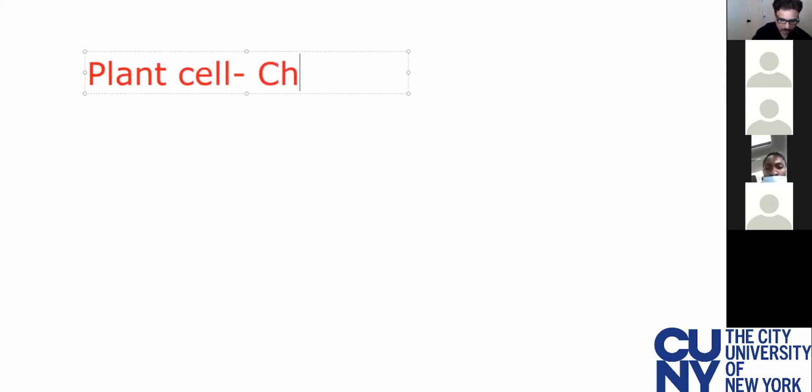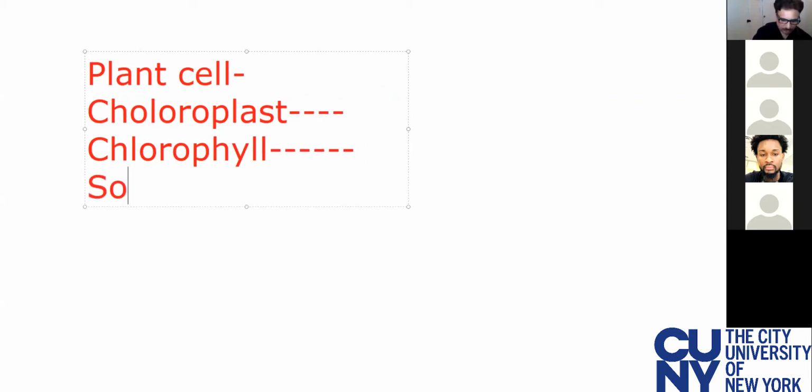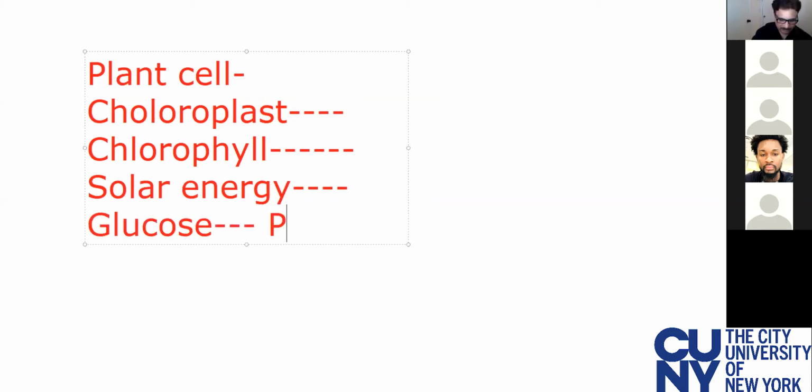A plant cell has chloroplast. The chloroplast has a pigment called chlorophyll that can harness solar energy. And that's why, with the help of solar energy, plants can produce their own glucose, and so plants are called primary producers.